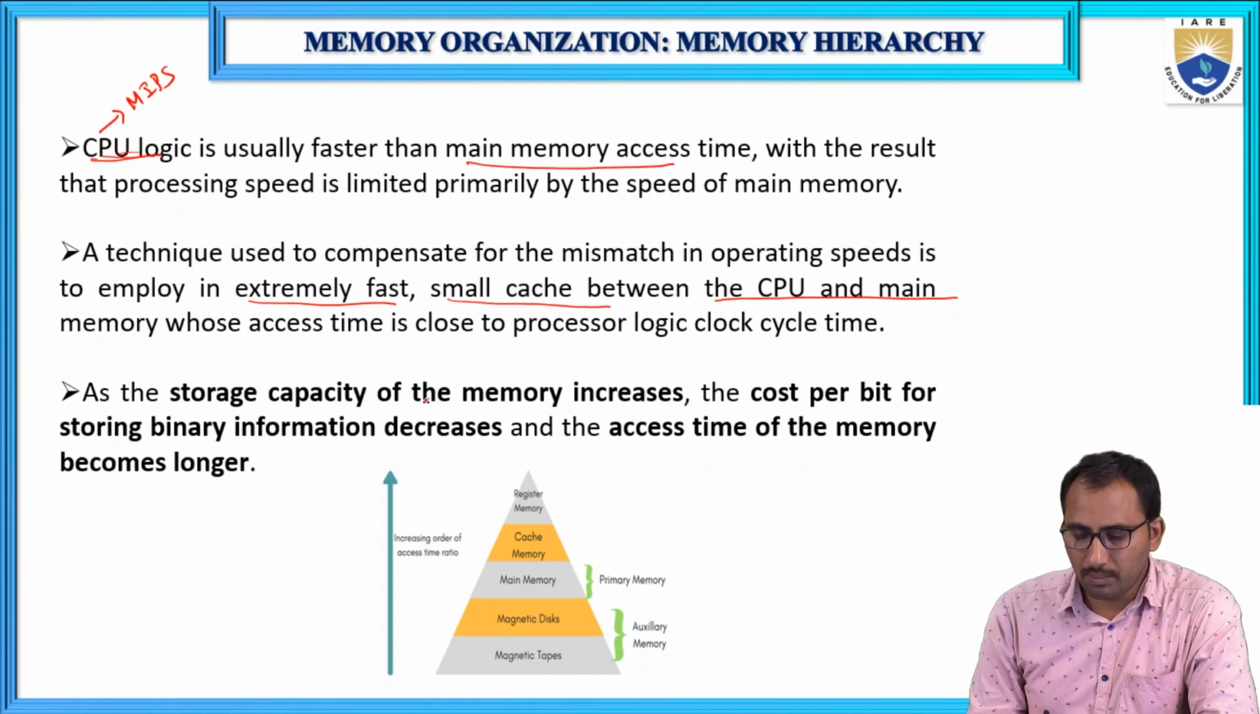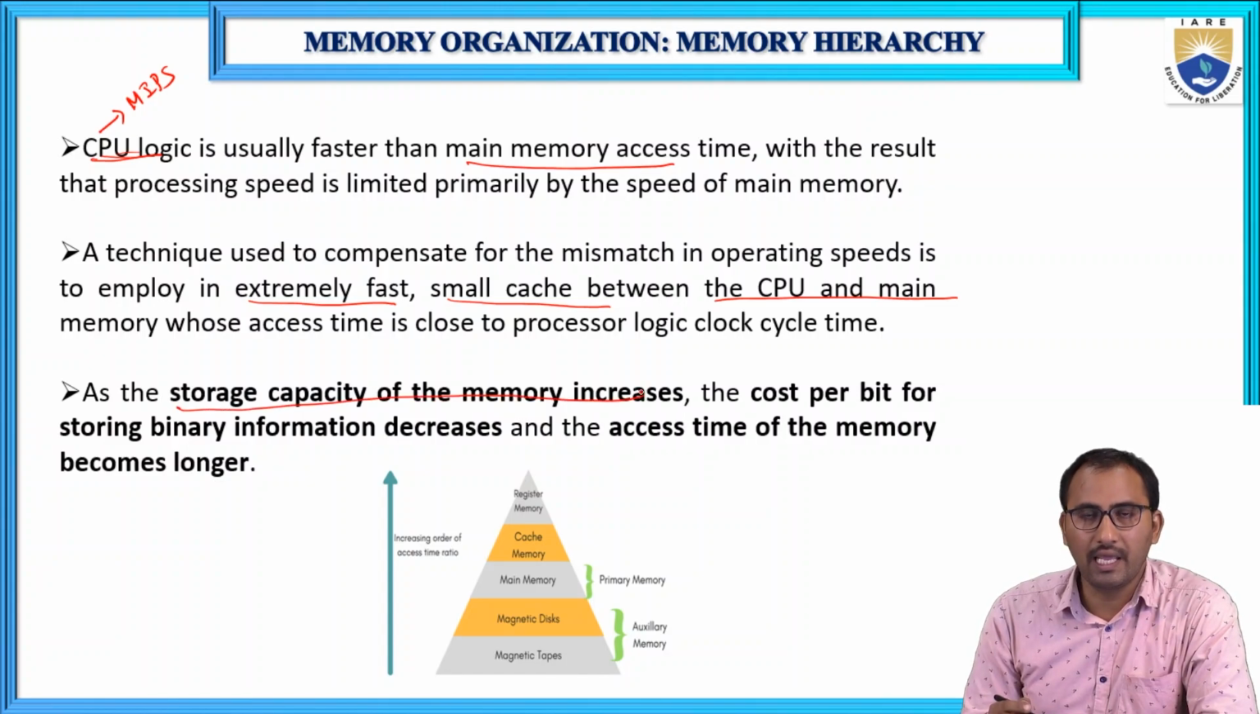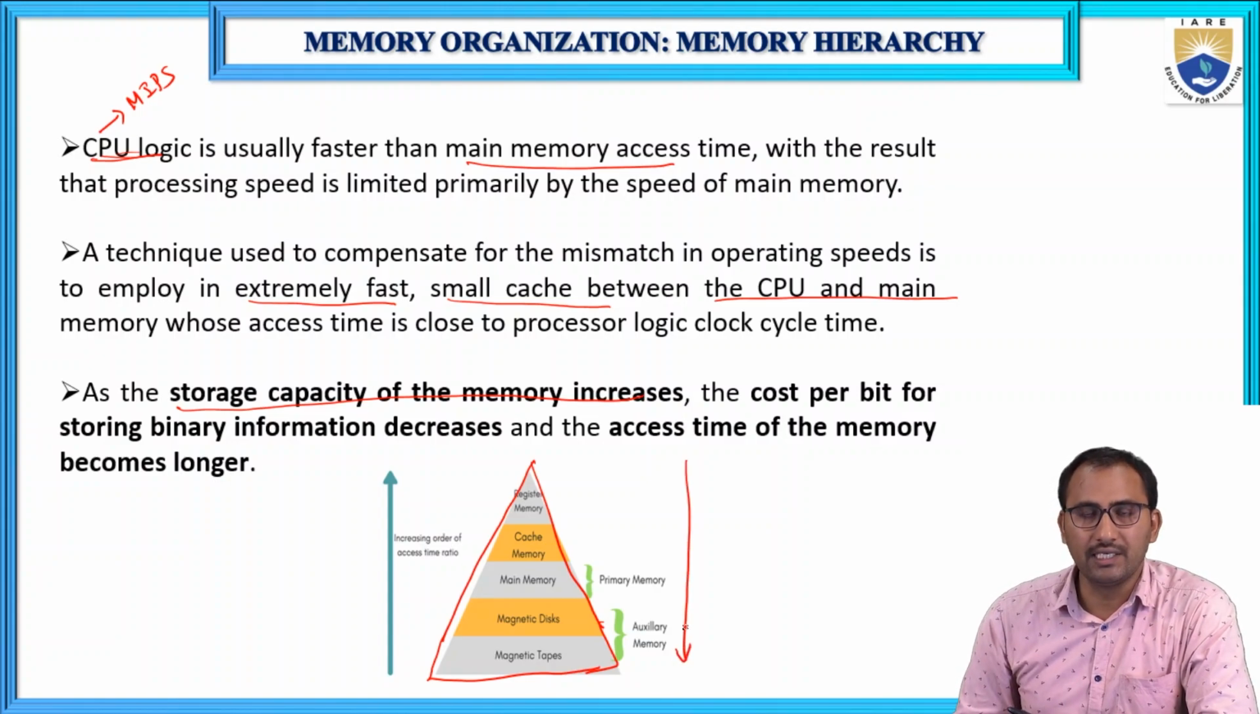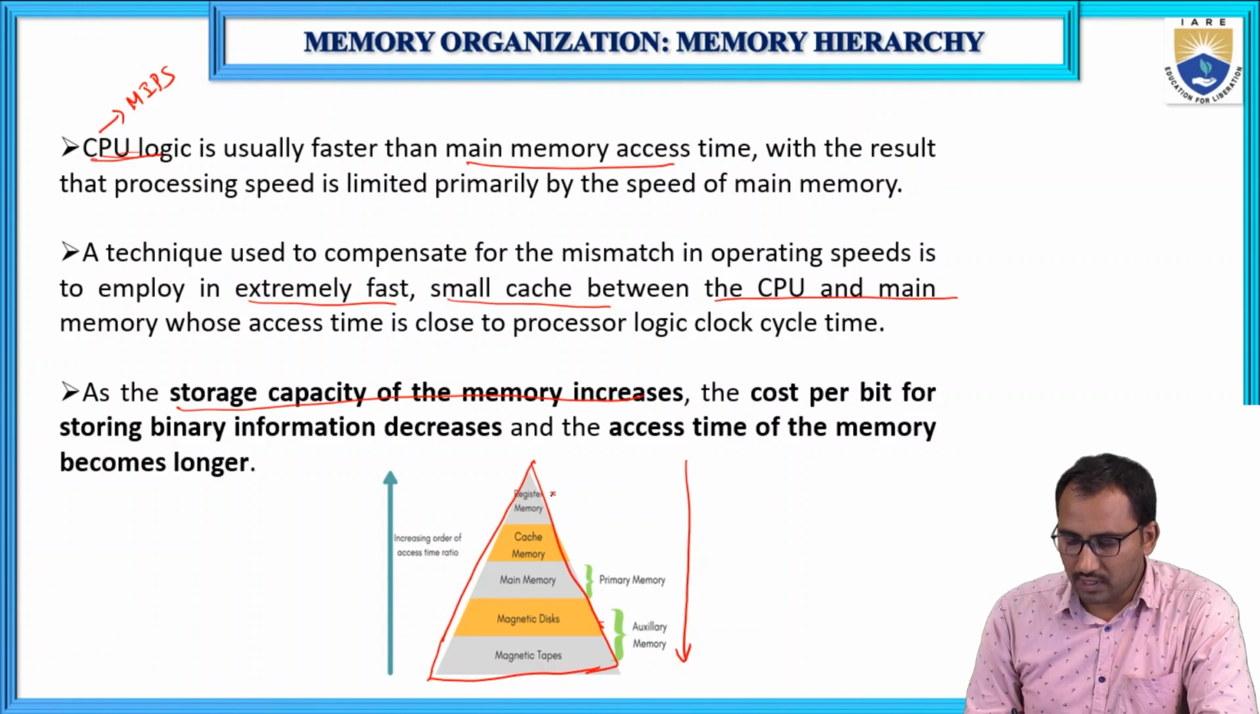As the storage capacity of the memory increases, see here, this is a memory hierarchy. In this way the storage capacity increases, because the storage capacity of the register memory is small, and for the cache memory it is a little bit more than register memory. Main memory is a little bit more than cache memory. Like that, the size increases gradually.